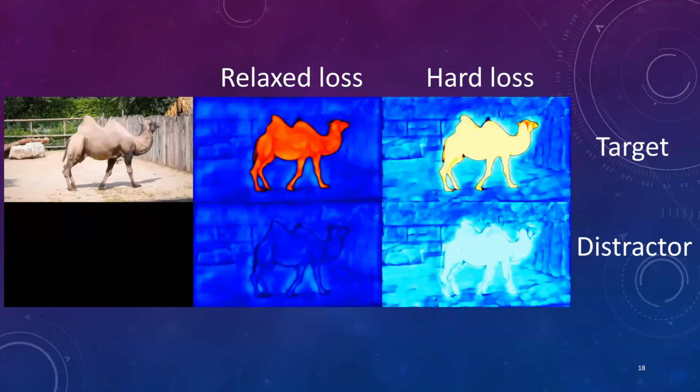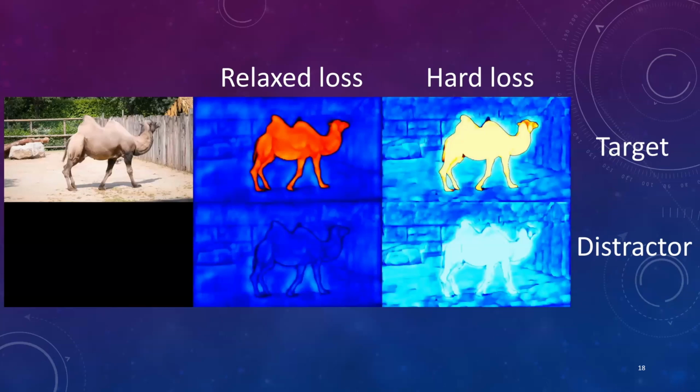So what qualitative difference can these two losses make? Here we see the camel sequence from the Davis validation set. On the left is the input video. In the middle are the class log likelihoods from a decoder trained with a relaxed loss, and on the right are those from a decoder trained with a hard loss. The target class is in the top row and the distractor in the bottom. In both cases, the color scale is the same. Red and yellow are positive, blue and cyan are negative, and yellow and cyan implies higher amplitude than where we see red and blue. Log likelihoods near zero are black.